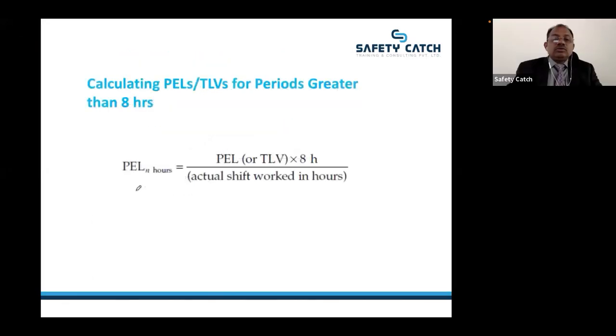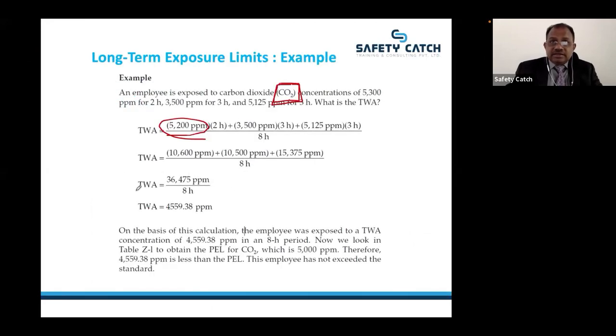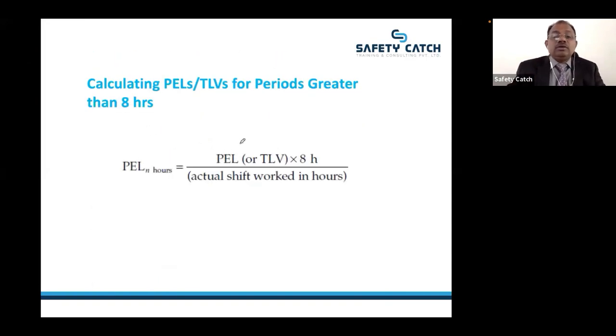Now, sometimes the shift may not be 8 hours. In every company, some employees may have to work 10 hours, sometimes 12 hours. So how to adjust this value? 8 hours is the international protocol, but we cannot guarantee that every employee works only 8 hours. So how to adjust this? There is a formula, all of you note it down. PEL or TLV, for example carbon monoxide 20 ppm, is the permissible exposure limit as per EH40, multiplied by 8 divided by the actual hours.